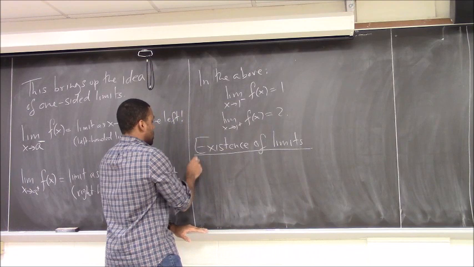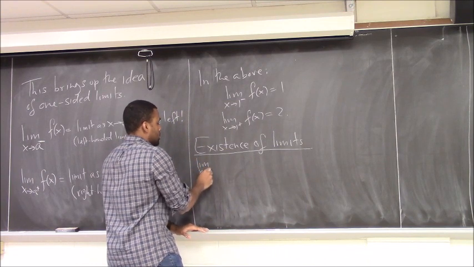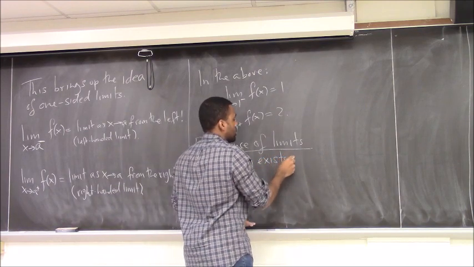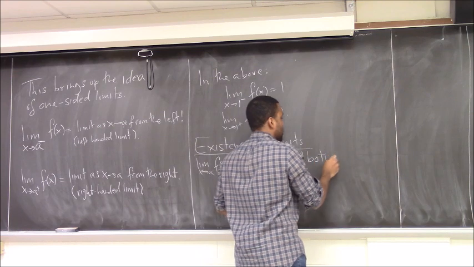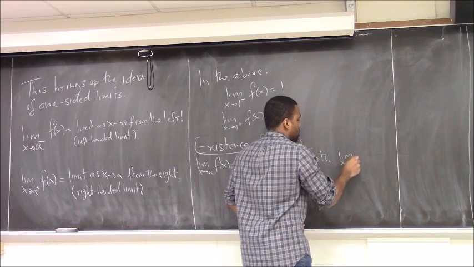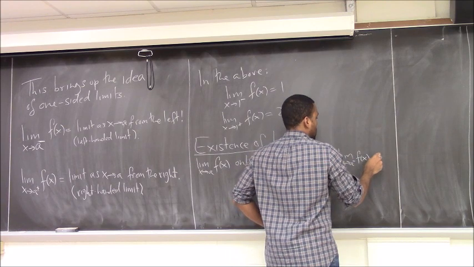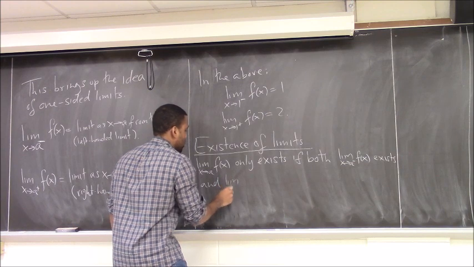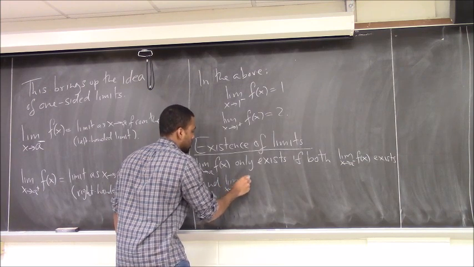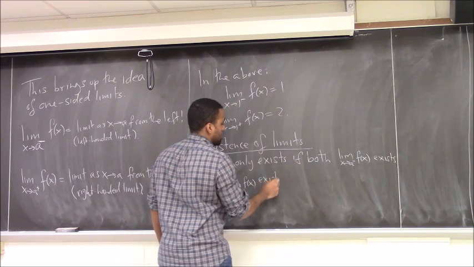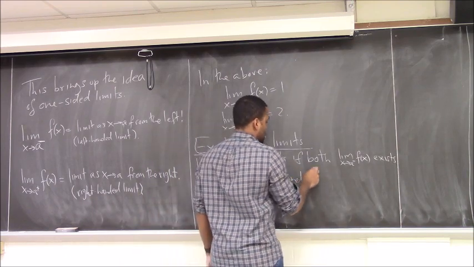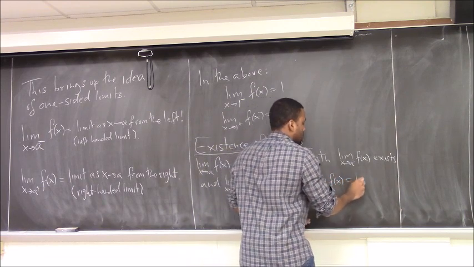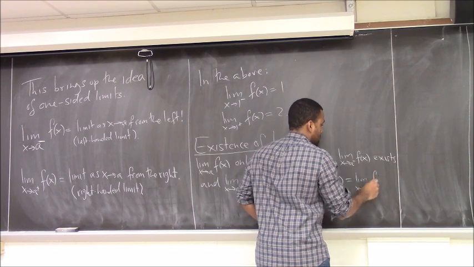So here, the limit only exists if both the limit as we approach from the left of f of x exists, and the limit as we approach from the right of f of x exists, and they must be equal. They must connect. The limits must be the same.